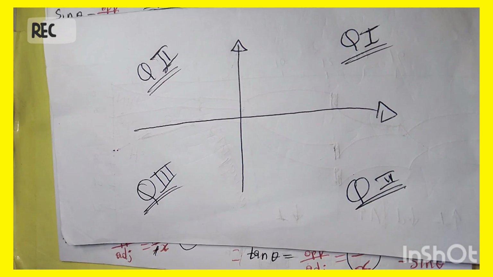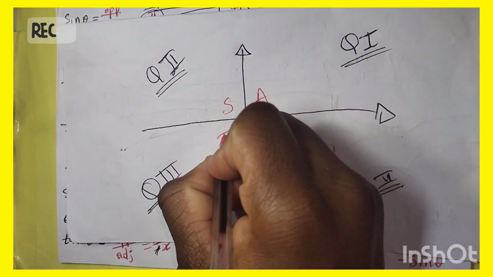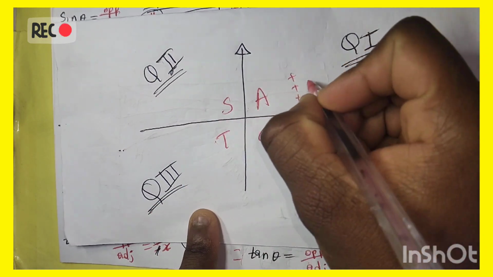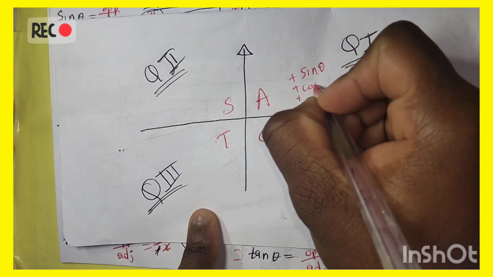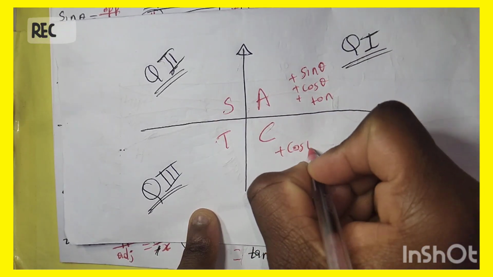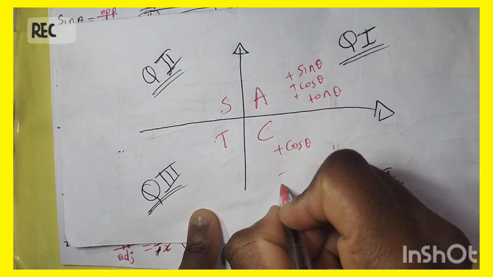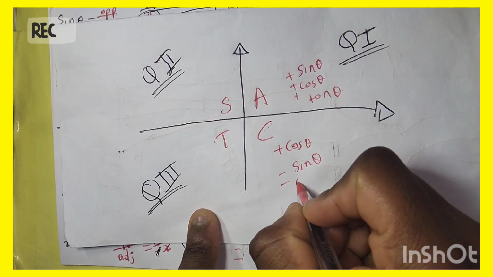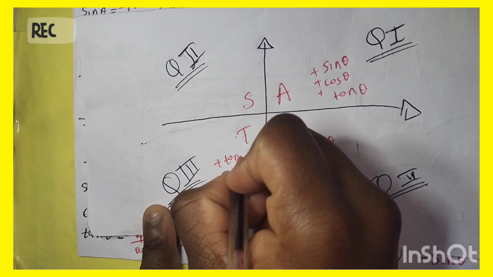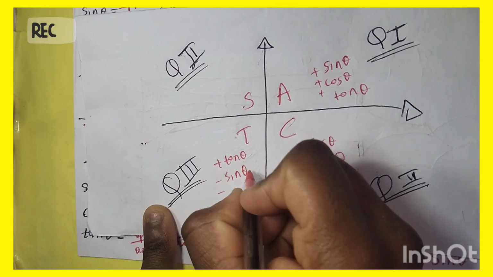So a summary, guys, we take it like this: All Students Take Coffee. Maybe your teacher names this differently, I don't know. All Students Take Coffee. All of them here, guys, are positive, meaning sine positive, cos positive, tan positive. But here it's only cos which is positive, and these are negative. Then here it's tan negative. Then coming from here, it's only tan which is positive. Then these are negative.